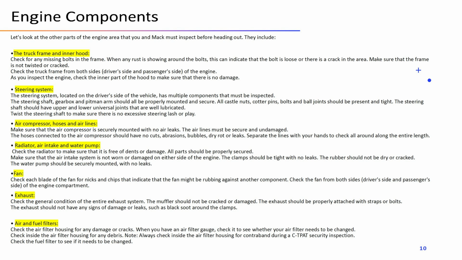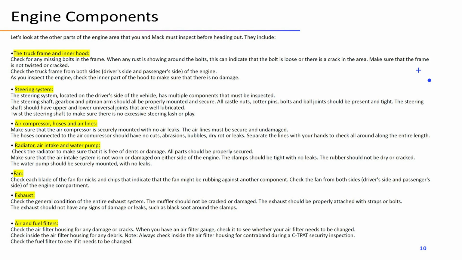Steering system. The steering system, located on the driver's side of the vehicle, has multiple components that must be inspected. The steering shaft, gearbox, and pitman arm should all be properly mounted and secure. All castle nuts, cotter pins, bolts, and ball joints should be present and tight. The steering shaft should have upper and lower universal joints that are well lubricated. Twist the steering shaft to make sure there is no excessive steering lash or play.